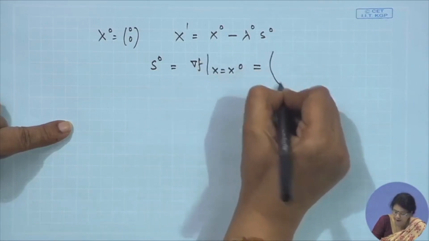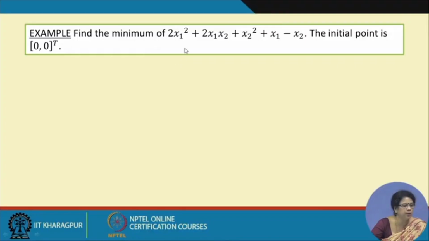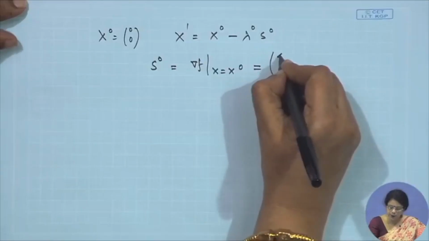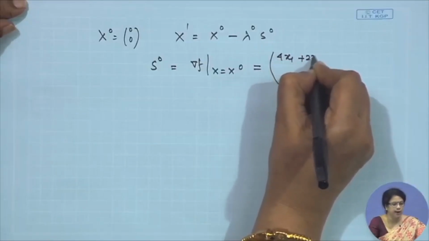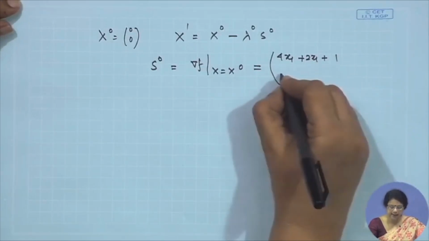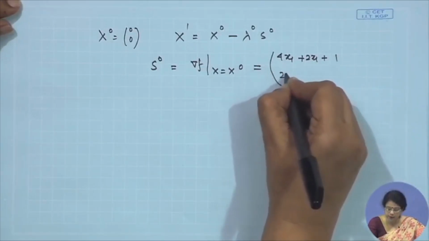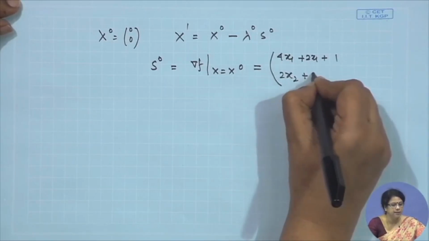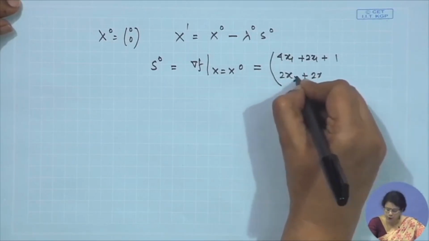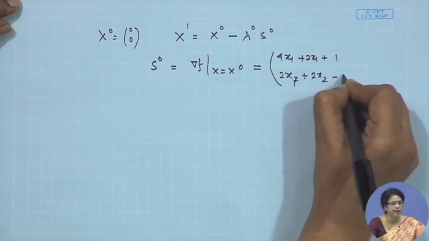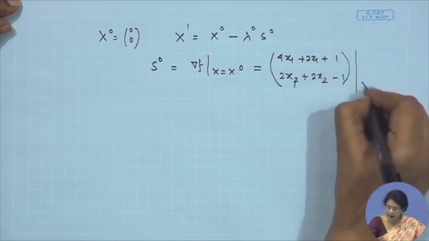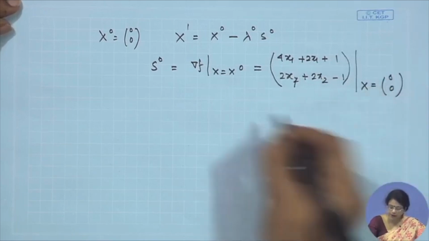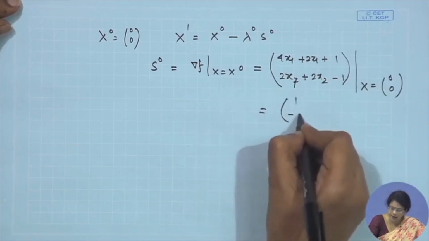What is my grad f from here? The function is 2x1 square plus 2x1 x2 and so on. The first component of grad f would be the partial derivative with respect to x1, that is 4x1 plus 2x2 plus 1, and the other component with respect to x2 is 2x1 plus 2x2 minus 1. This is the grad f at x equal to (0, 0), so the value will come as (1, -1).